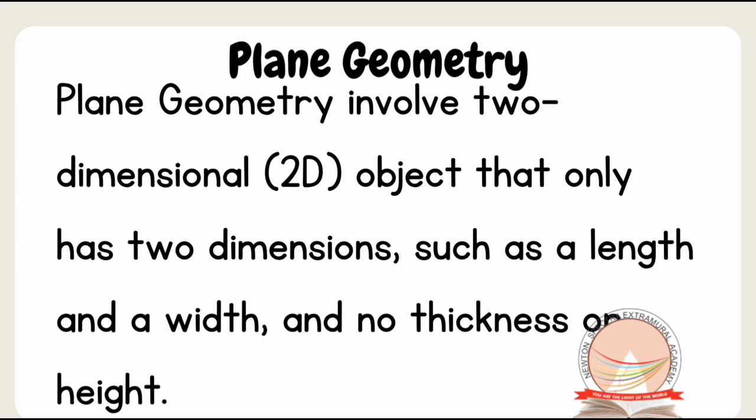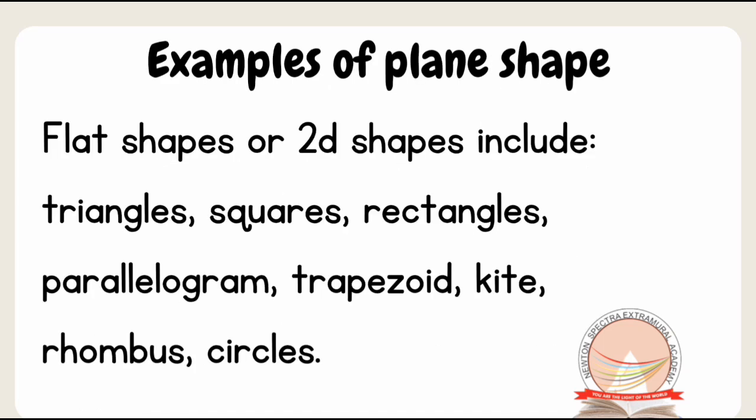Two-dimensional shape is also known as plane geometry, and it involves two-dimensional objects that only have two dimensions, such as length and breadth. There is no thickness nor height in plane geometry. It's just a flat shape. Examples of plane shapes include triangle, square, rectangle, parallelogram, trapezoid, kite, rhombus, circle, etc.